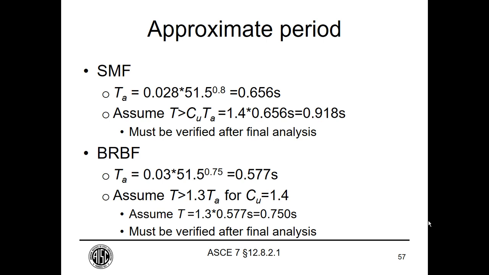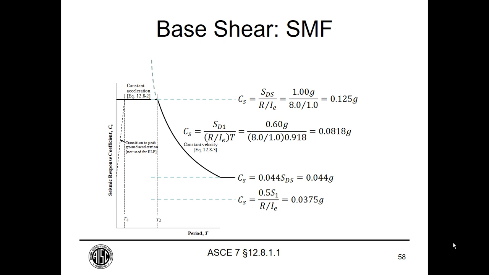It depends a little bit on a number of factors. If it were a hospital, it would probably be a shorter period than that. So that's the assumption that we'll make. We definitely need to verify this assumption later once we've constructed our model. If we use 1.3 times T approximate, that gives us about 0.75 seconds, and at least for preliminary purposes, we'll construct a base shear based on that.